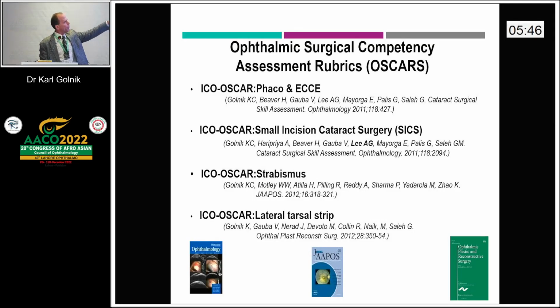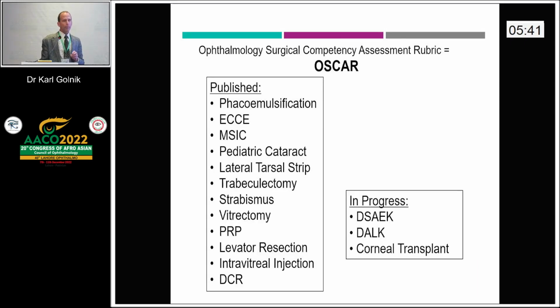So all of the OSCARs on the left have been published. We're trying to create a toolbox of the commonly done ophthalmology residency procedures. In progress, we still have a few. I don't want to tell you how long they've been in progress. It's been a while. And then recently we just published one for open globe, ruptured globe, pterygium, and tube shunt.